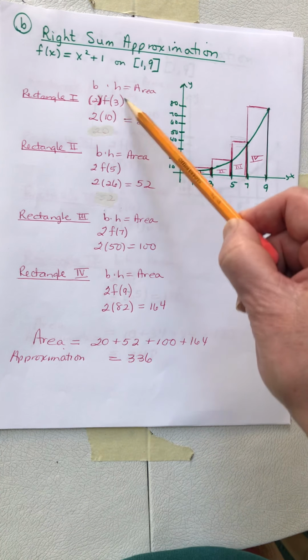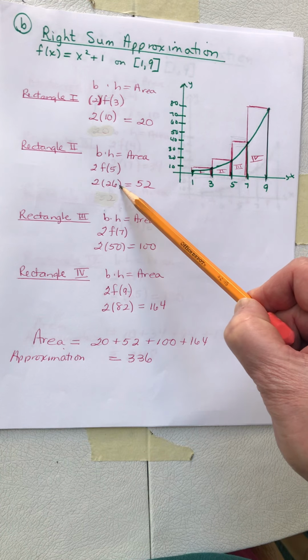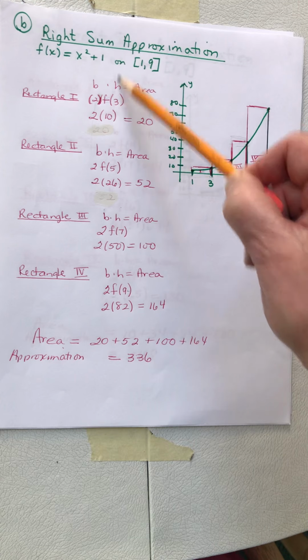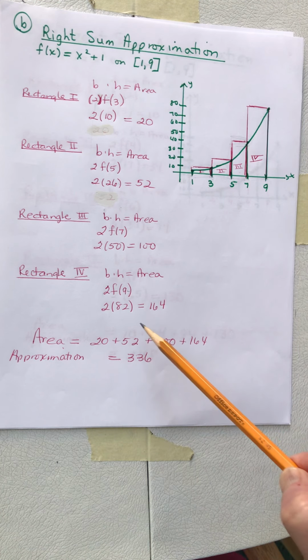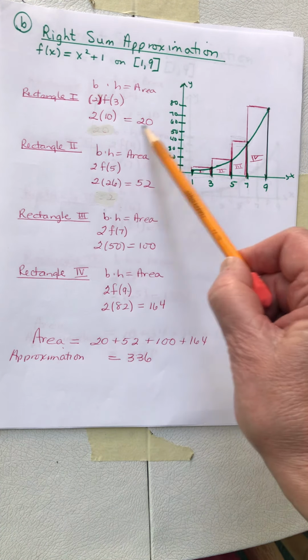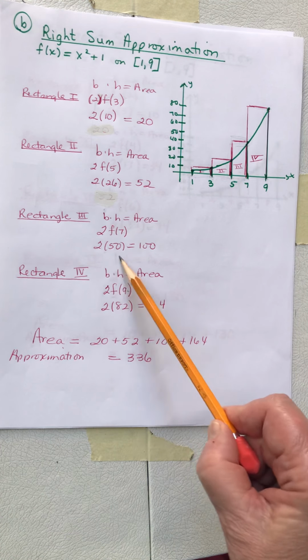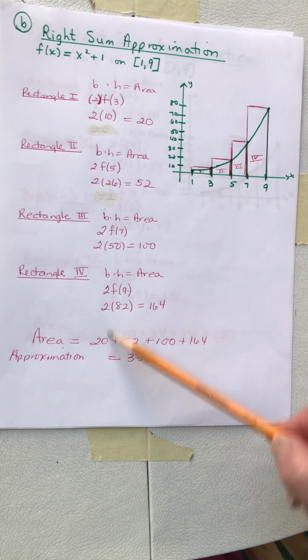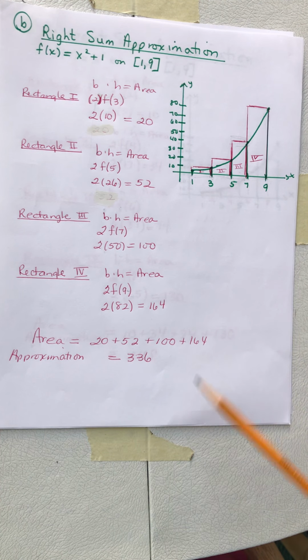F of 3 is 10. F of 5 is 26. F of 7 is 50. And f of 9 is 82. And then I work it out. 2 times 10 is 20, 2 times 26 is 52, 2 times 50 is 100, 2 times 82 is 164. And I add them all up: 20, 52, plus 100, plus 164. Our approximation is 336. We can see that's an over approximation because we're getting all this extra region above the curve here. So this will be an over approximation.